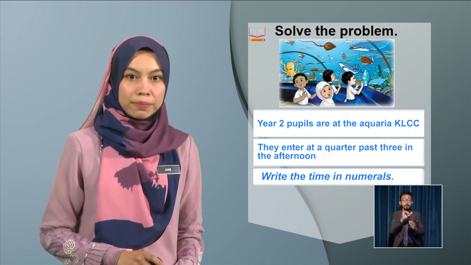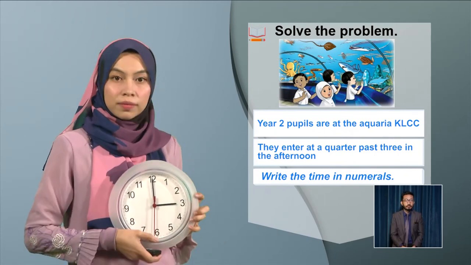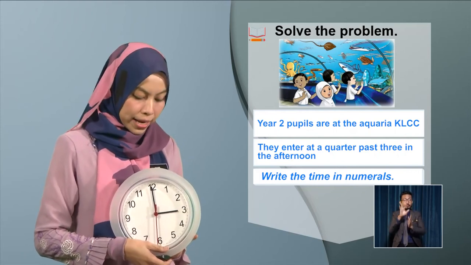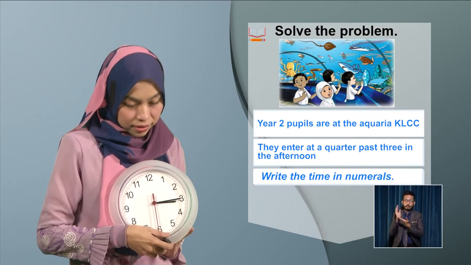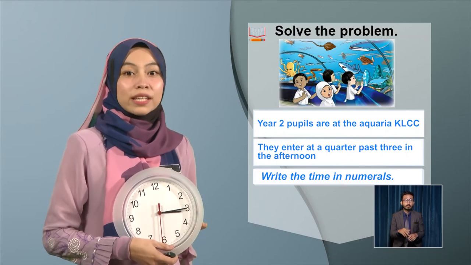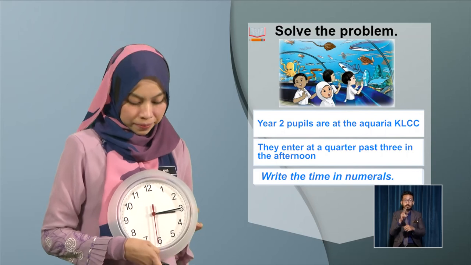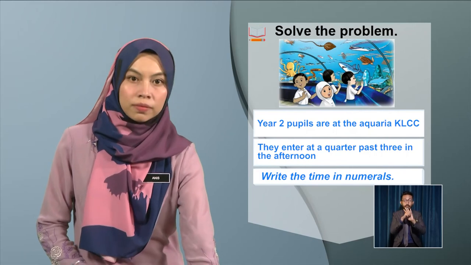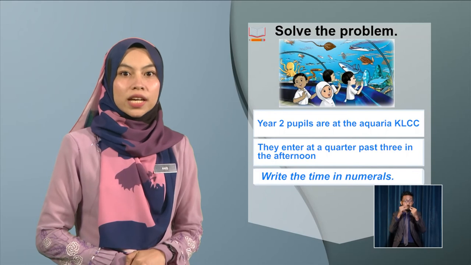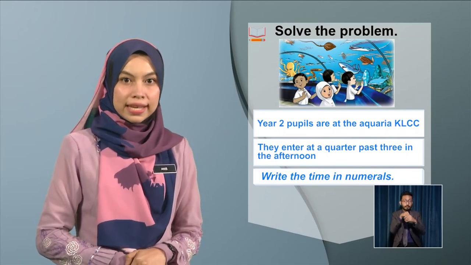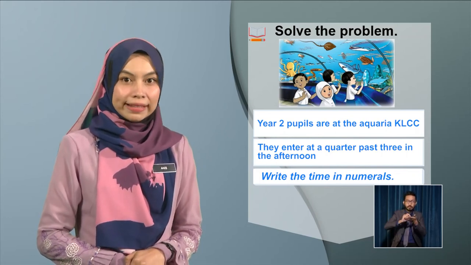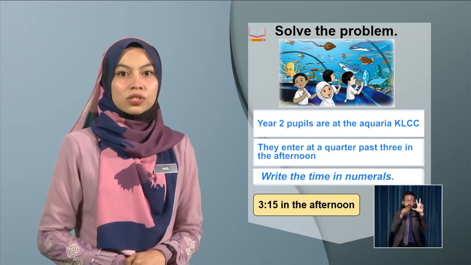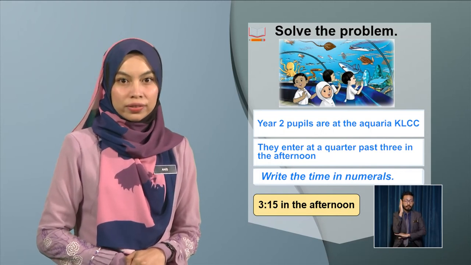1/4 hour equals 15 minutes. 3:15 means 15 minutes past 3:00. A quarter past 3 means 15 minutes past 3:00. Based on the situation, a group of year 2 pupils enters Aquaria KLCC at 15 minutes past 3 in the afternoon. For the answer, you will need to write time in numerals like this. 3:15 in the afternoon.